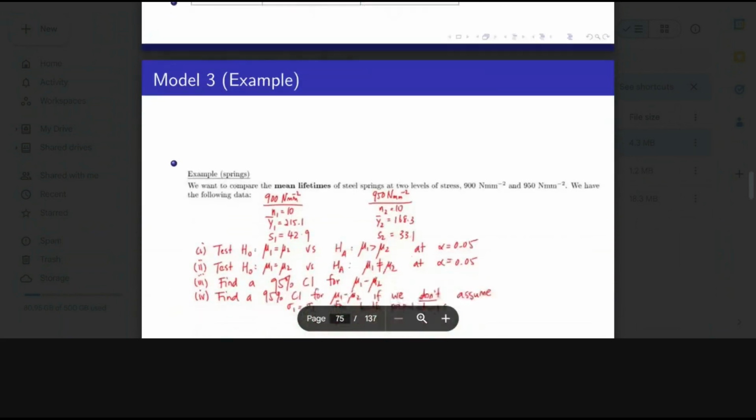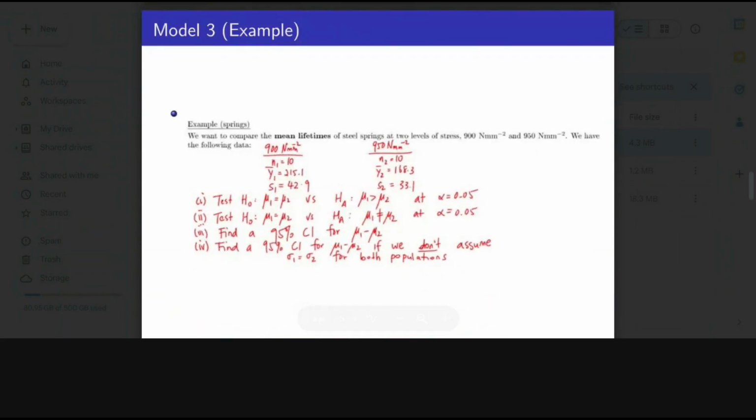Here's an example. We want to compare the mean lifetimes of springs at two levels of stress. I hope you realize the two levels of stress become the two populations. This has introduced two populations into the picture. We are going to assume normality for the spring lifetimes. Both samples are of size 10. It doesn't matter that the samples are small because we are assuming normality. If you are not assuming normality, this is going to be a problem, because the sample is very, very small. But if it's normal, we don't care. It can be as small as you want, but if it's normal, then it's fine.